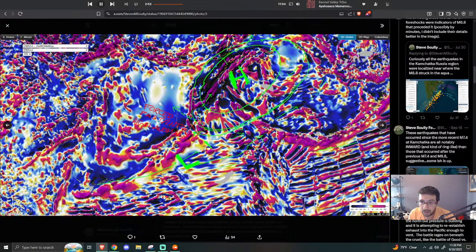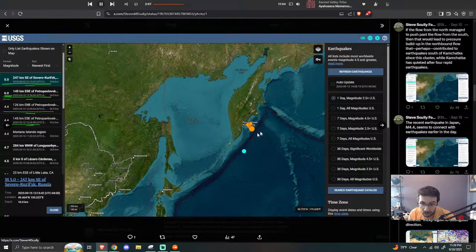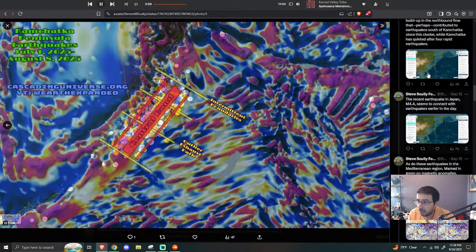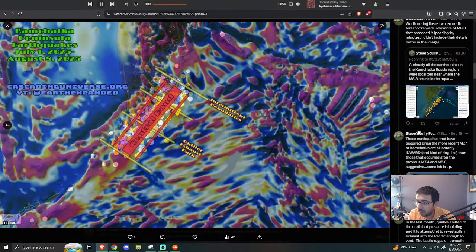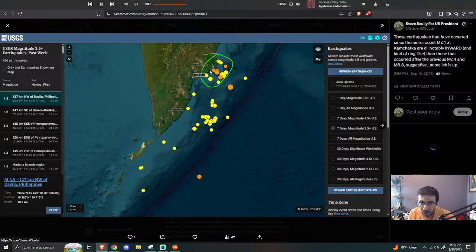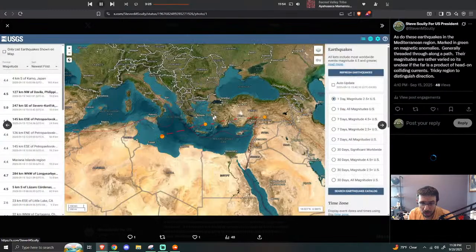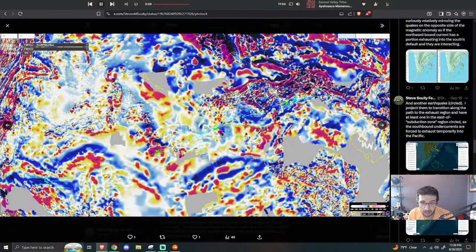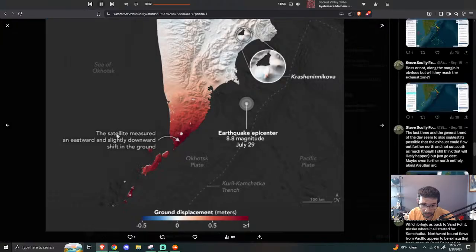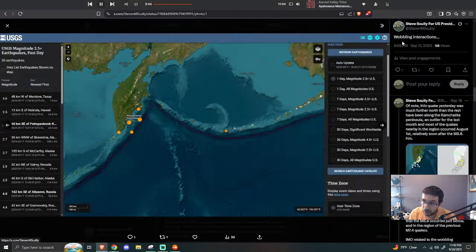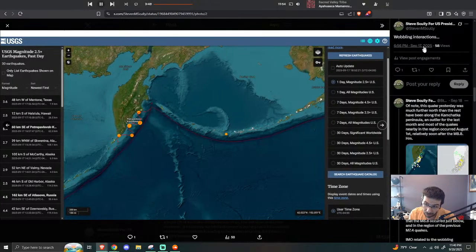This is all in my other videos. High pressure that then kind of helps it push through. This is it exhausting. Exhaust path. And then I just kind of noted that was kind of circular. There's the exhaust path again. Tokyo. Turkey, some other stuff. And then there were satellite measurements that showed the ground shifted eastward and downward in this region where the exhaust is. And then this one I said wobbling interactions on the 17th.